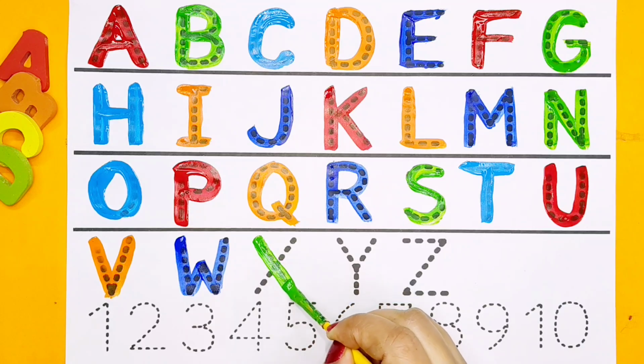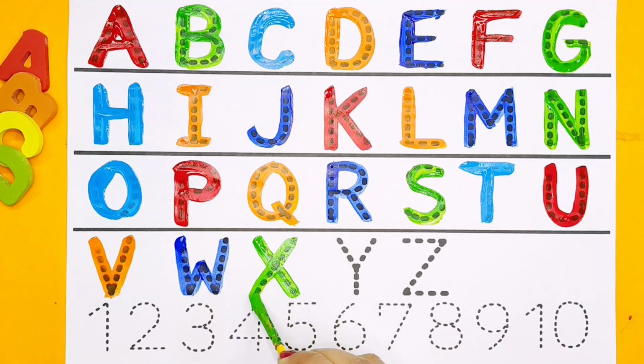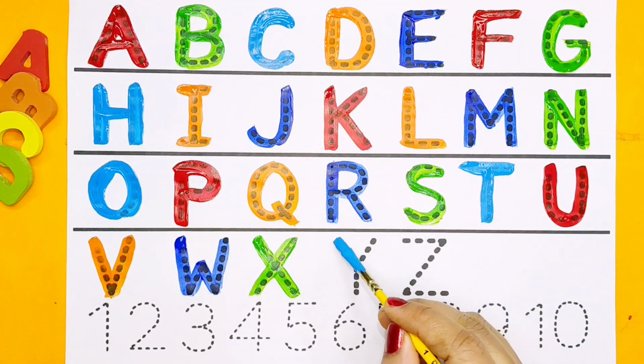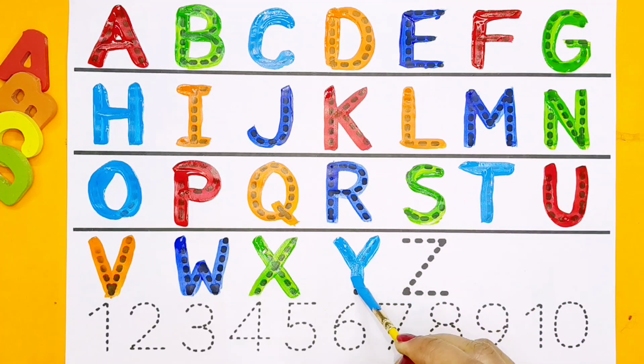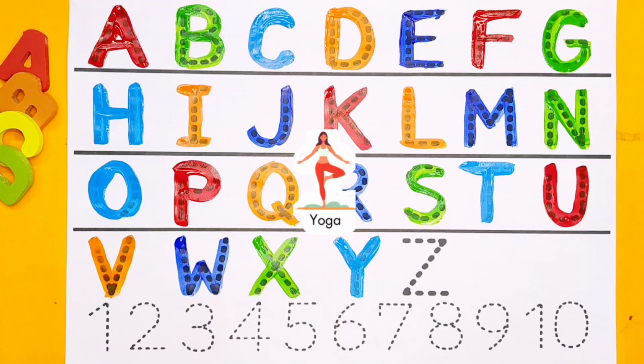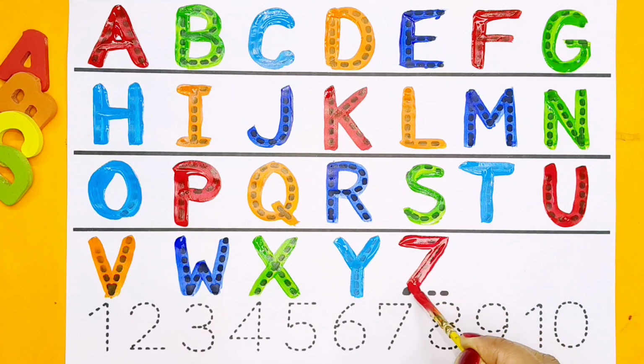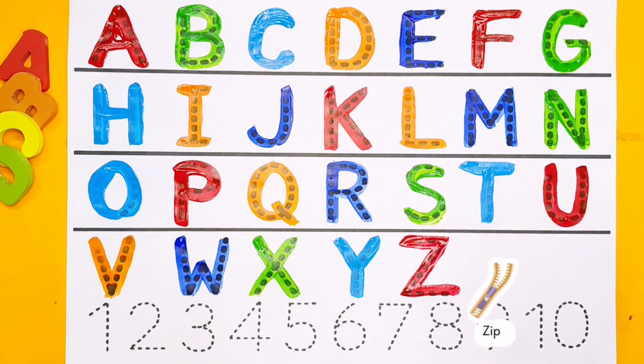Light green color. X, X for fox, X for fox. Sky blue color. Y, Y for yoga, Y for yoga. Red color. Z, Z for sheep, Z for sheep.